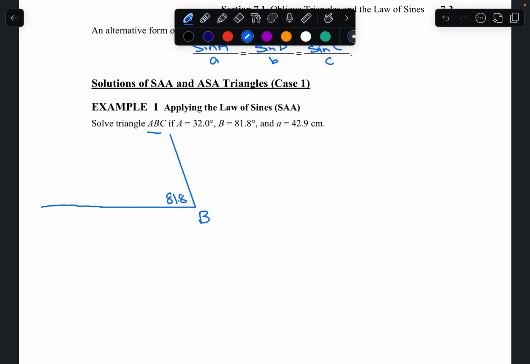I'm going to make this a little bit longer. This is 32.0, so there's A, and A is 42.9. Remember, when you set up the triangles, you always label it so that the lowercase letter is opposite the larger, the capital vertex. So angle A, opposite side A. Here's angle B. That means this is side B, and this is side C.